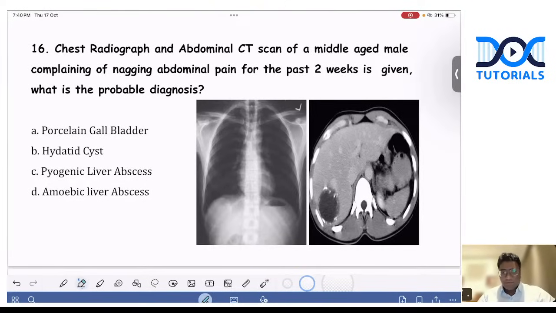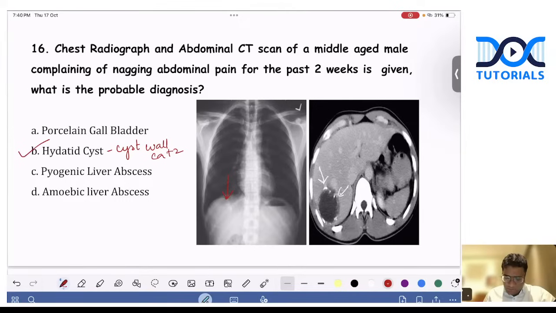Very good. So if you see the radiograph carefully, you can see there is a calcification in the right hypochondrium. So you see a calcific lesion in the right hypochondrium. On a CT scan also, you see a cystic lesion showing a peripheral cyst wall calcification. You can see the cyst wall calcification. Such cyst wall calcification is a feature of hydatid.